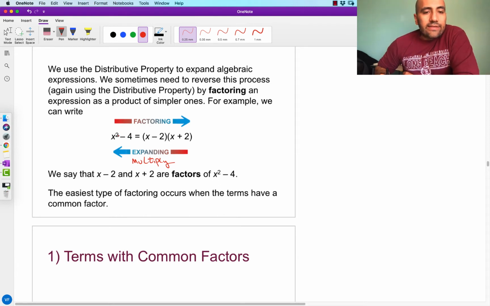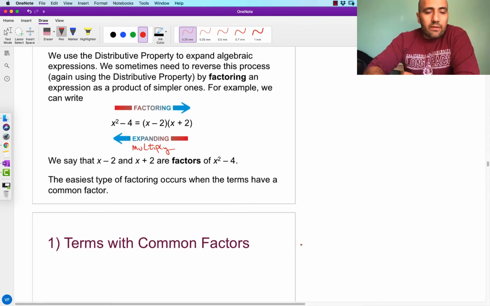So it's trying to find some way to rewrite this as a multiplication of smaller, simpler polynomials. That's our goal here. So we say that the x minus 2 and the x plus 2 are factors of x squared minus 4. Good. So factoring is a really big deal. There's lots of different things to think about, so we're going to cover a few of the simpler methods to do it.